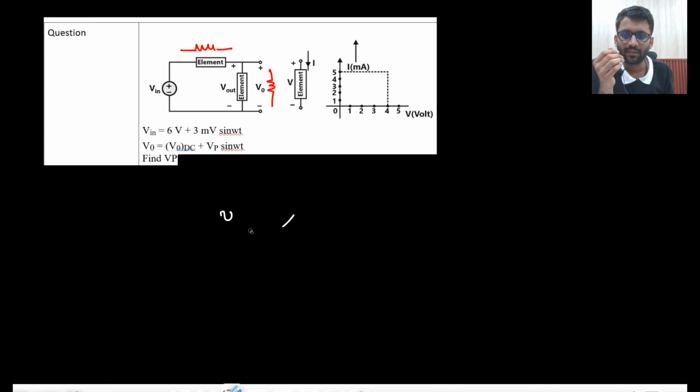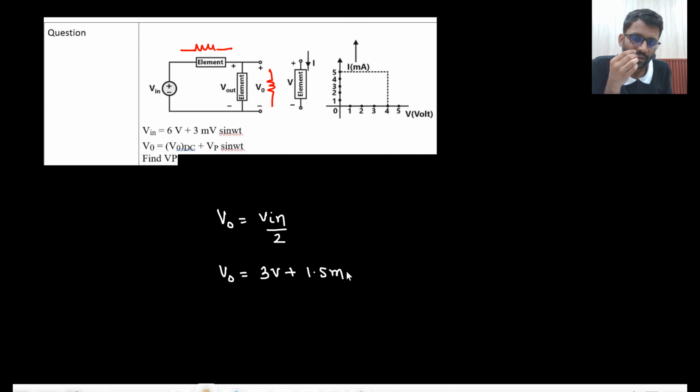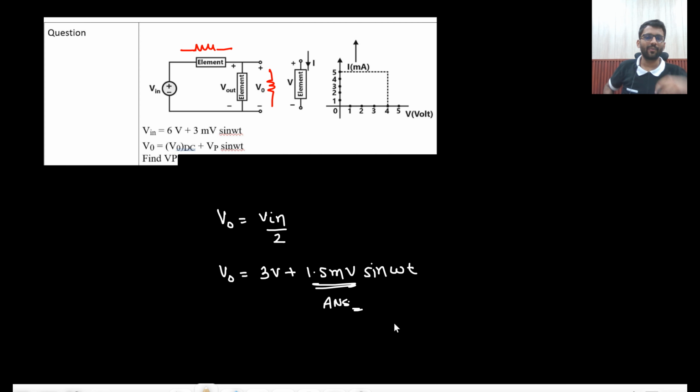Better I should write capital V naught should be equal to V in by 2, because DC and AC both will be there. So simply your V naught will be equal to 3 volt plus 1.5 millivolt sine omega t. So what is the value of Vp? 1.5 millivolt. So this is the answer. Very easy problem. It could have been a better problem if the waveform was given here, but he forgot it, so we cannot do anything. So this is the correct answer now.